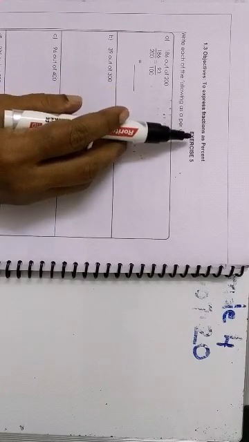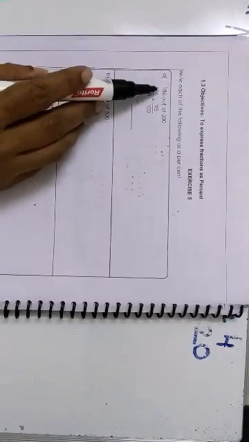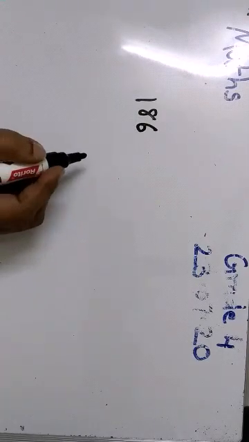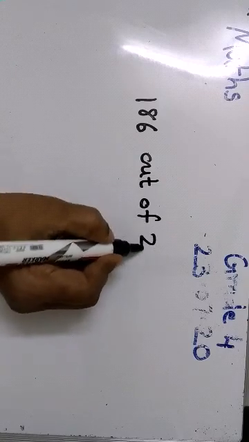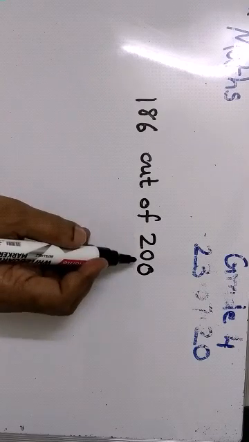We are on exercise 5, page 6, to express fractions as percent. Now let's see the first one, children. 186 out of 200. The sum says 186 out of 200. Remember, children, what did I tell you? The word percent means part of the total, which is 100, right? So 186 out of 200.